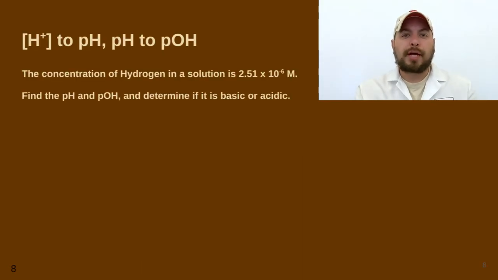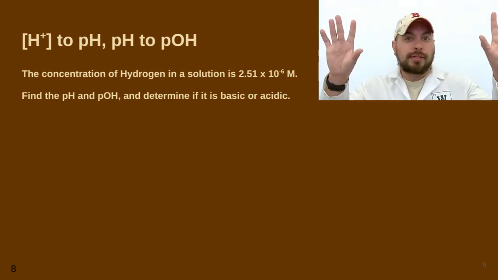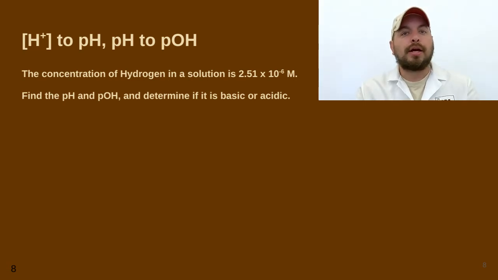In this first practice problem, the concentration of a strong acid, hydrochloric acid, is 2.51 times 10 to the negative 6 moles per liter. Now remember, strong acid fully dissociates. That means that the concentration of H+ in the solution is also going to equal 2.51 times 10 to the negative 6 moles per liter.